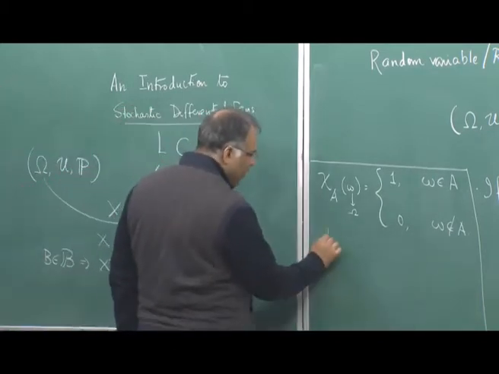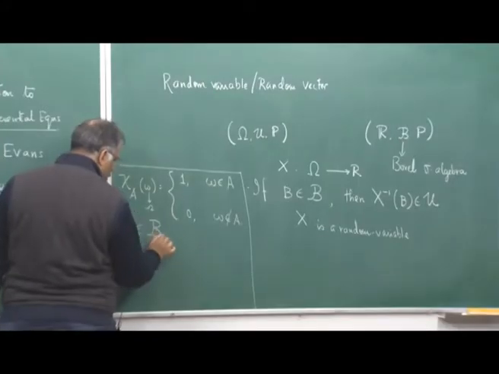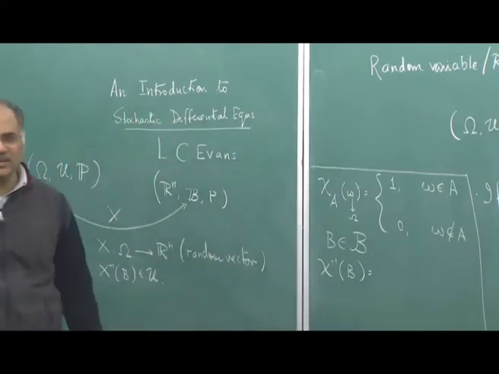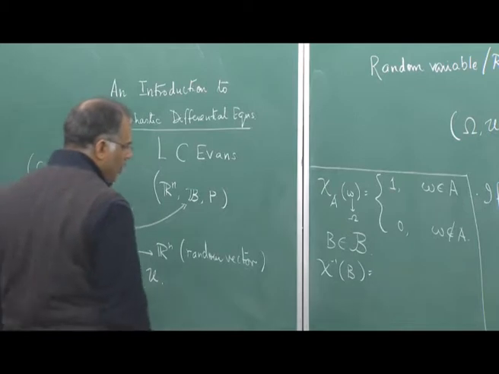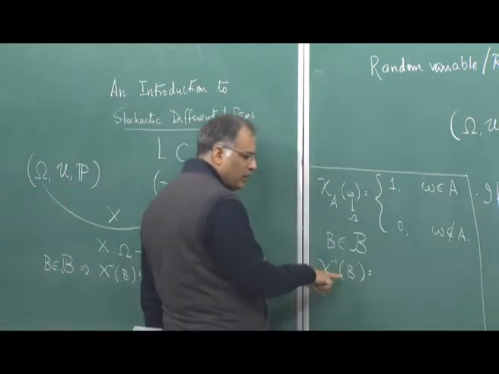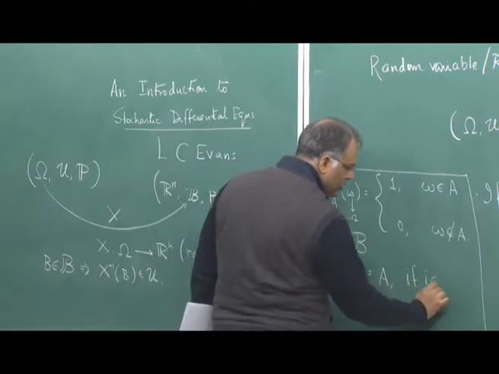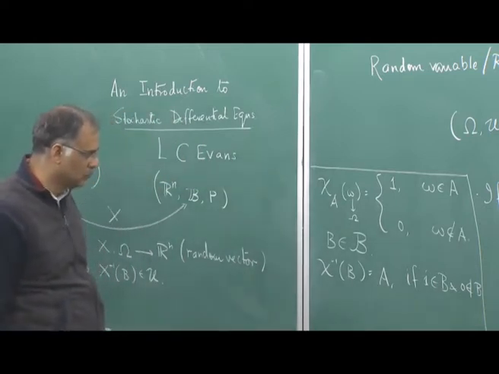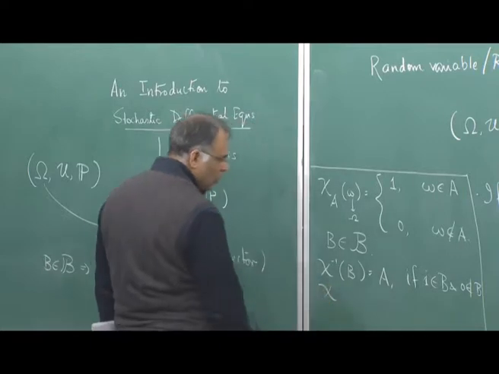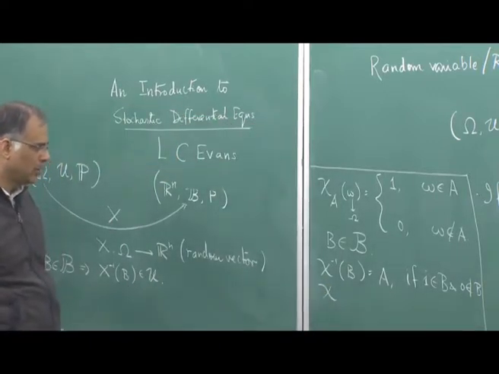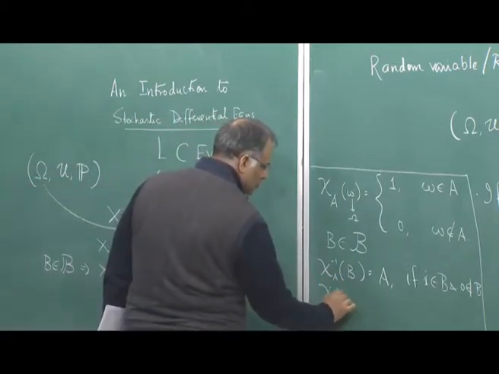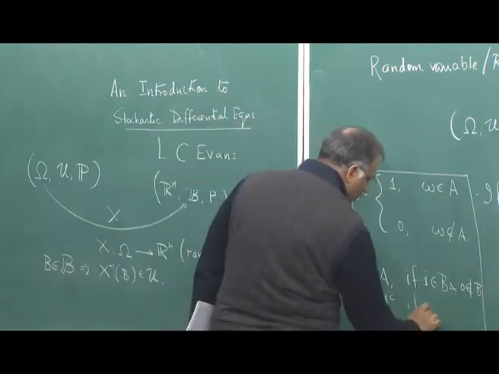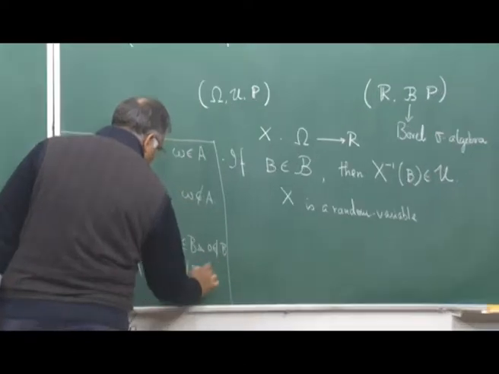So, this is in R, so if I take a B from this Borel sigma algebra, how do I calculate the inverse image? That is the key question. See, if 1 is in B and 0 is not in B, then the inverse image would be A. It will go into the complement of A if 1 is not in B and 0 is in B.